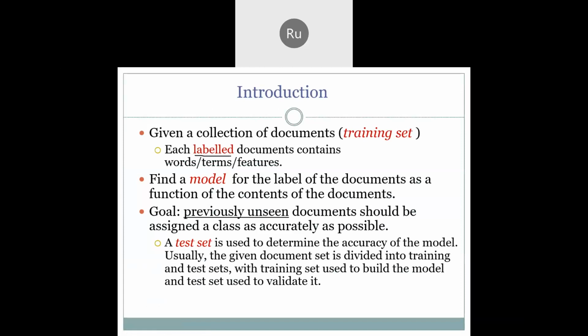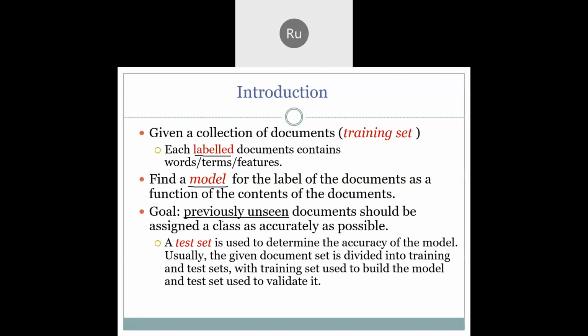Okay, and also we need to find a model. Find a model means we need to train the model so that it can easily separate two or more than two number of classes. So given the training, we want to create a model, or we want to train a model, that will be able to classify unseen document to the correct classes depending on the characteristic of the document that we have.